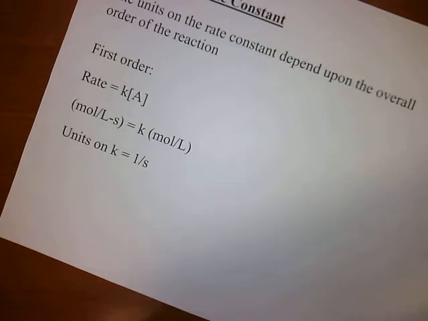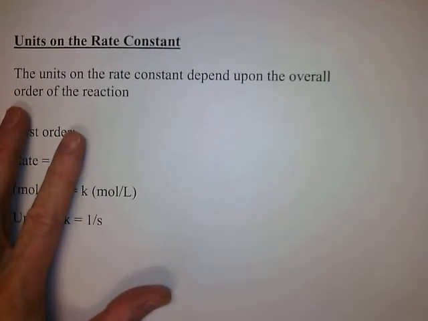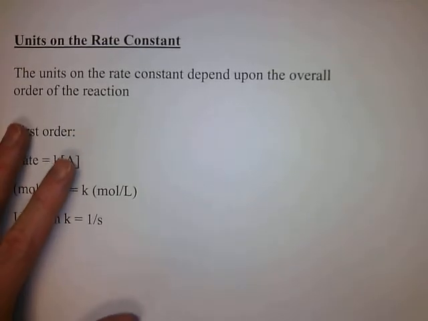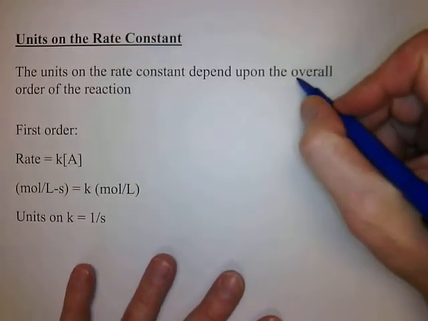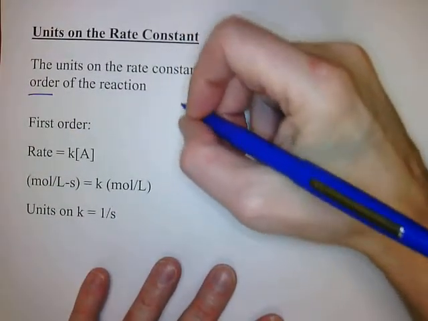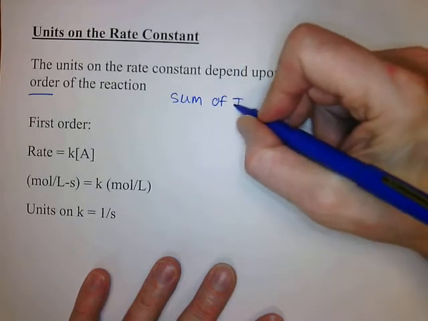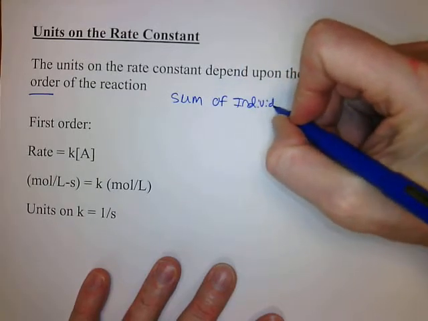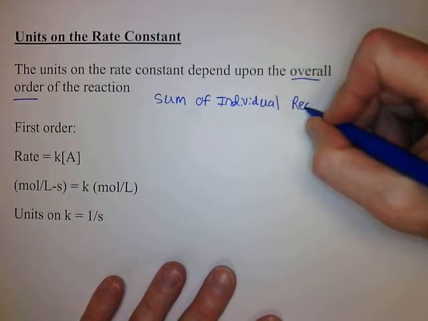So let's say something here about the units on the rate constant. The units on the rate constant depend upon the overall order of the reaction. So in other words, what is the overall order? It's basically the sum of the individual reaction orders.